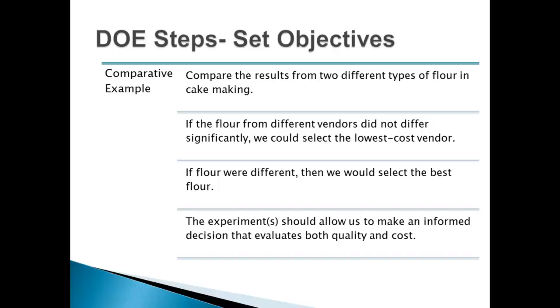An example is to compare the results from two different types of flour in cake making. If the flour from different vendors did not differ significantly, we could select the lowest cost vendor. If the flour were different, then we could select the best flour. The experiment should allow us to make an informed decision that evaluates both quality and, of course, cost.